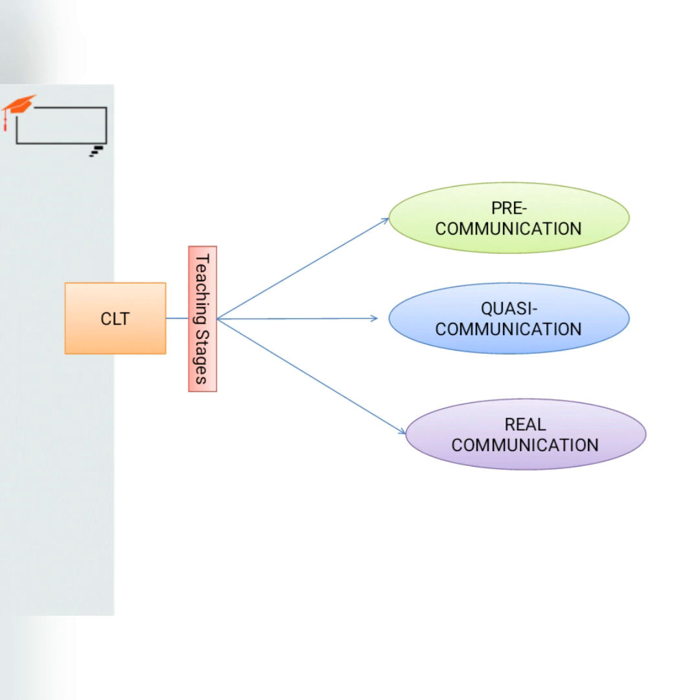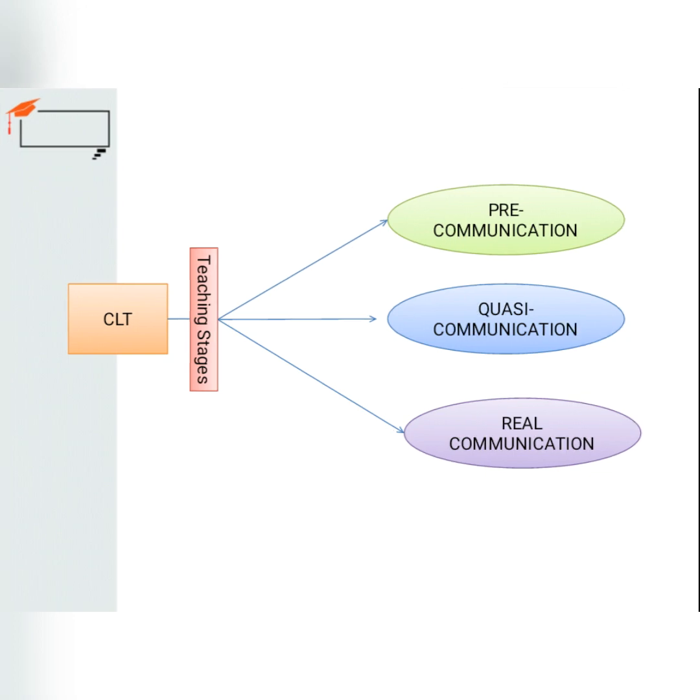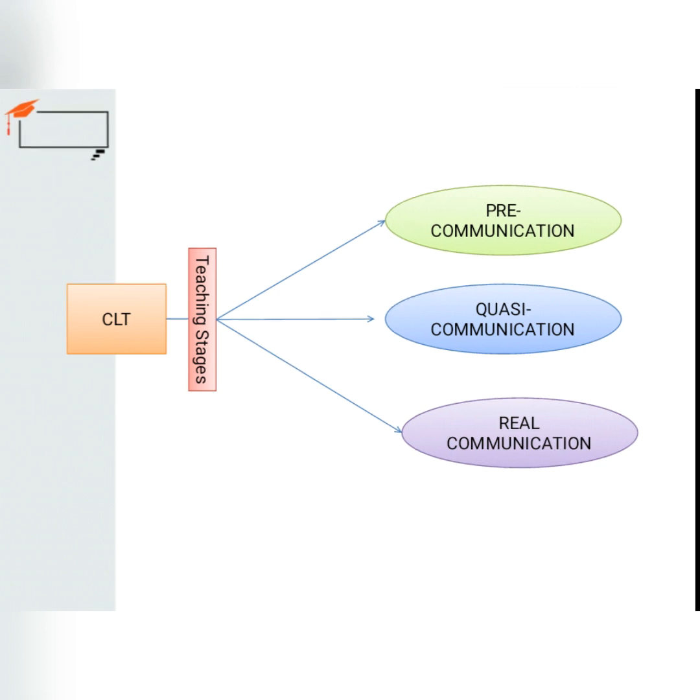And the third is the real communication stage. The real communication stage is the real communication that happens in real life. The students come into the real situation or the real case or the real activity outside of the classroom and practice their communicative ability there.